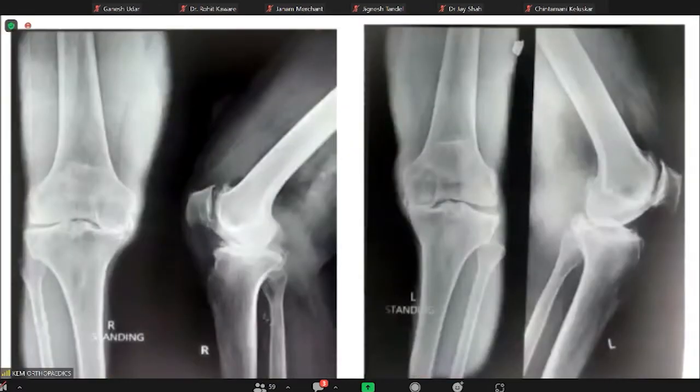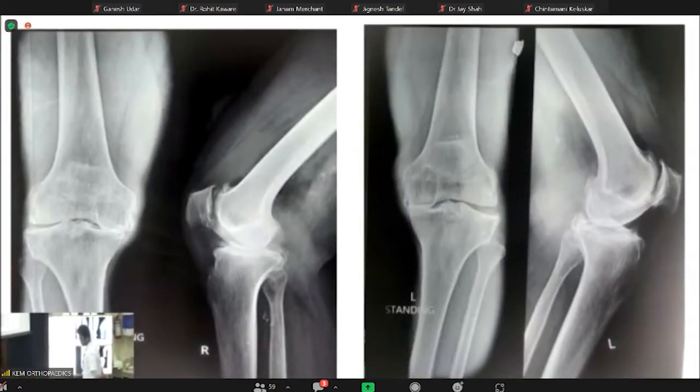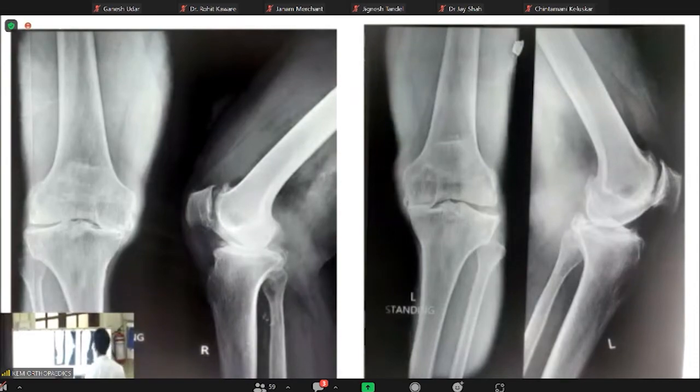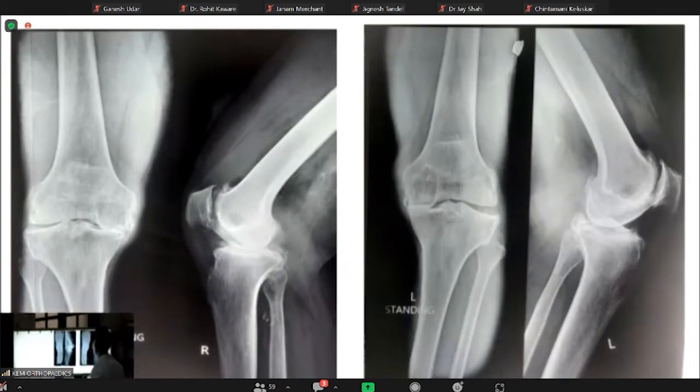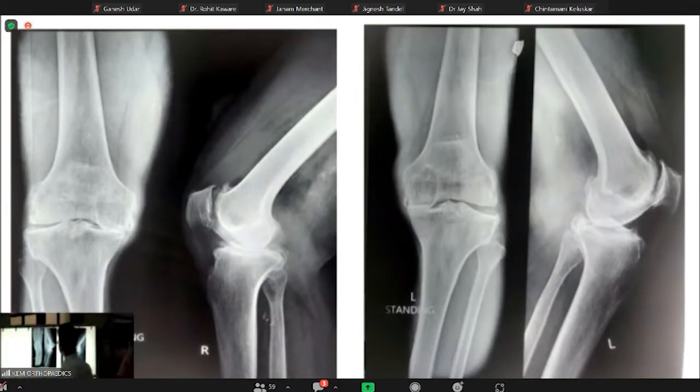Okay, X-ray. Saral Gupta. Stand. This is a plain X-ray of the left and right knee, anteroposterior and lateral views. I would like to comment on the left side. Okay. So right side. Describe the right side.